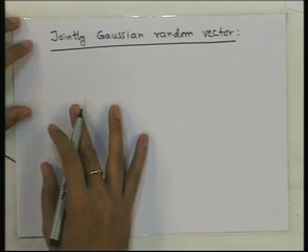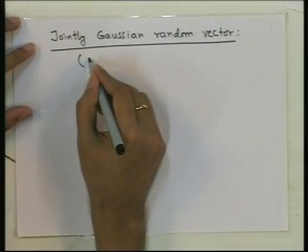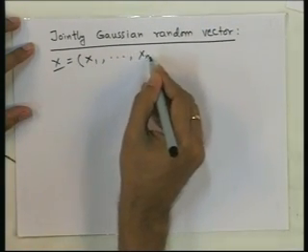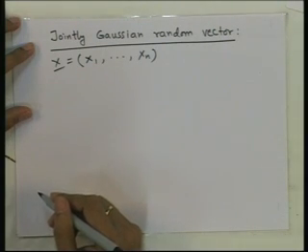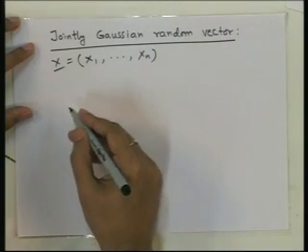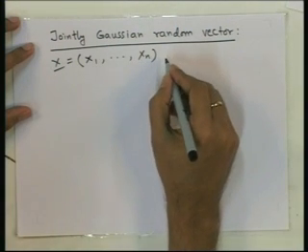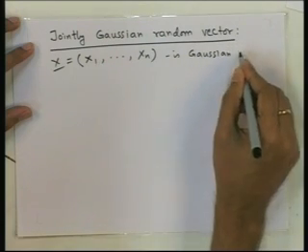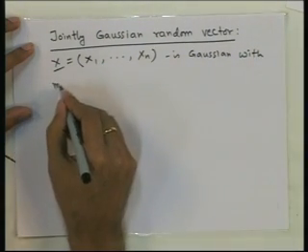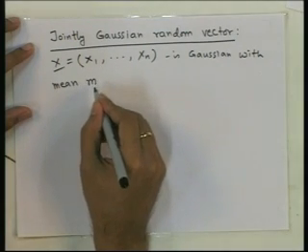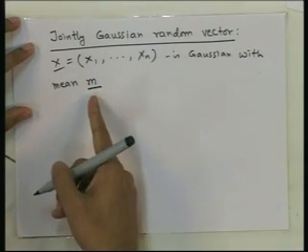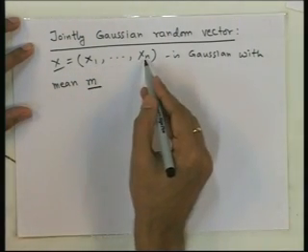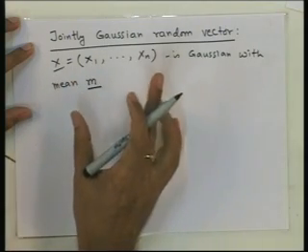So, this is a set of random variables. x is x1 to xn, n number of random variables, and this is called a Gaussian random vector. This is Gaussian with mean. Since this is a vector of random variables, the mean will also be a vector: mean of x1, mean of x2 and so on till mean of xn. Together they form a vector.